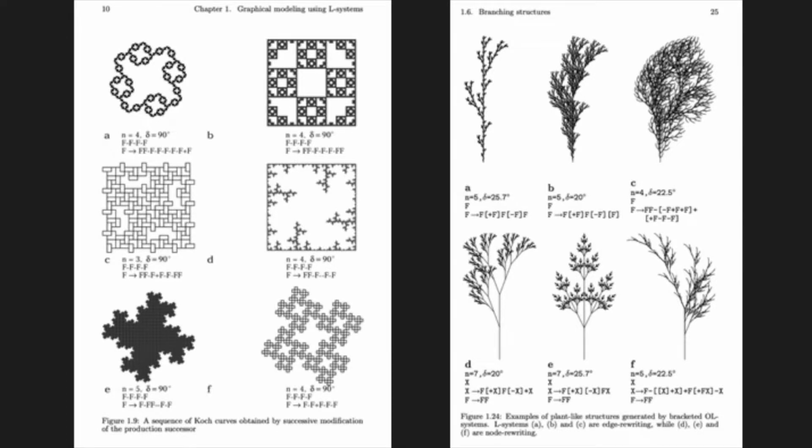This is a textbook that I absolutely adore. It's called The Algorithmic Beauty of Plants. It's by the person who invented L-systems, and it basically talks about that a lot. And it's an awesome book. It's one of those ones where you can kind of read it, and then without being given an implementation, you can kind of implement it yourself.